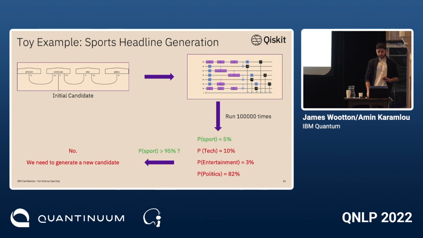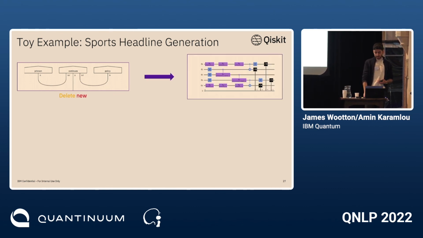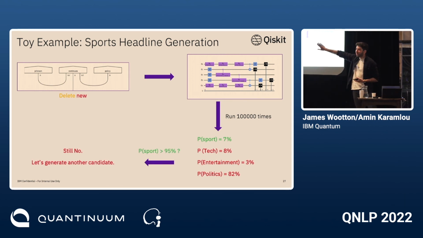So in this case, only 5% of the runs ended up with sports, so we need to generate a new sentence. And I'm going to do this by performing one of those operations that gives me a neighbor of my current sentence. So I'm going to delete the word new, and I end up with Johnson continues policy. And you can see now it thinks that this is more about sports in a sense. The probability's gone up from 5 to 7. But it's still predominantly thinking this is a sentence about politics.